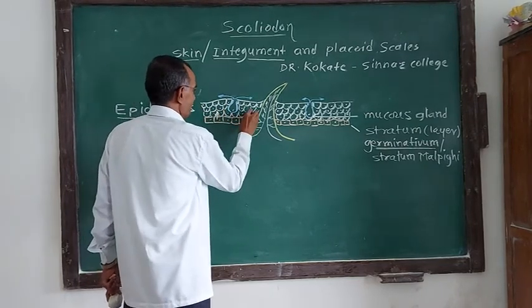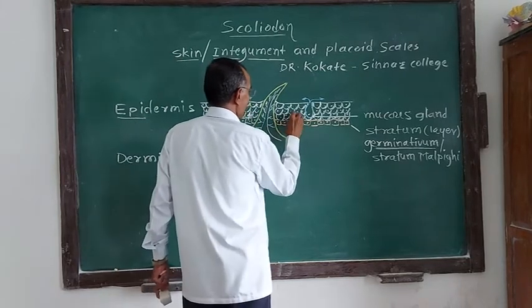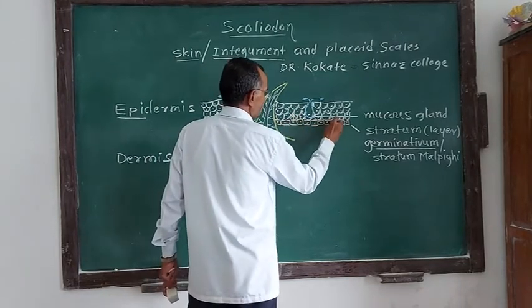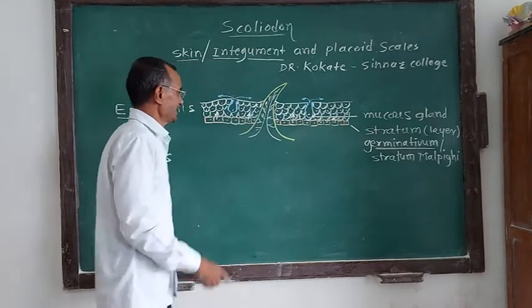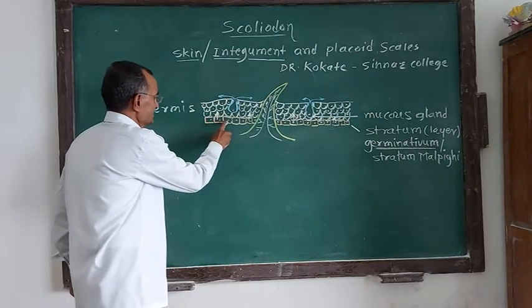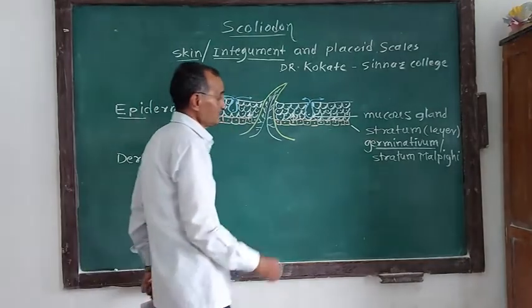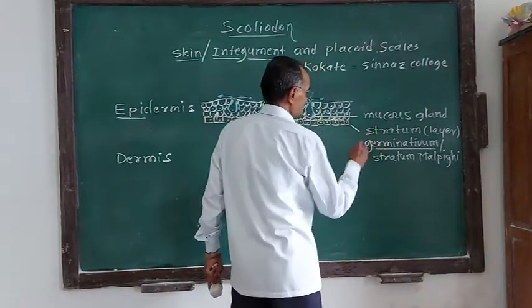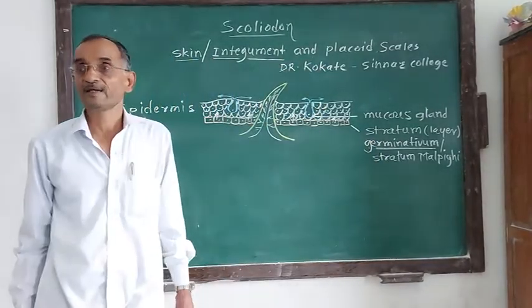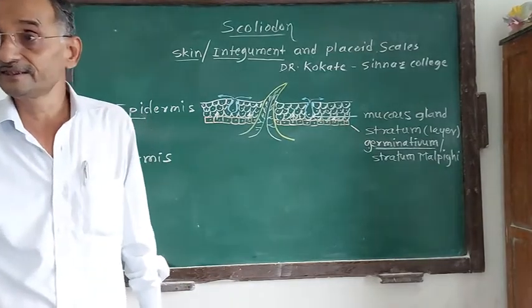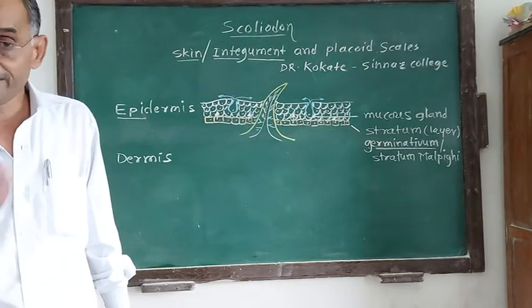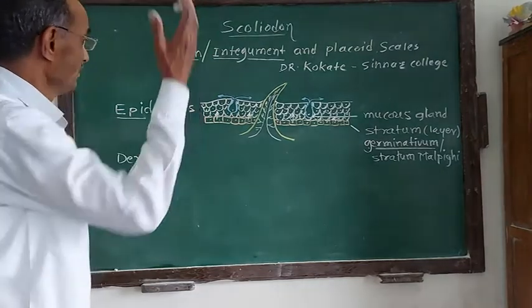So cells are prepared by the process of mitosis. New cells are formed from these cells, and they are added above. In that connection it is called germinativum, as it germinates the new cells of the epidermis which are present above it.